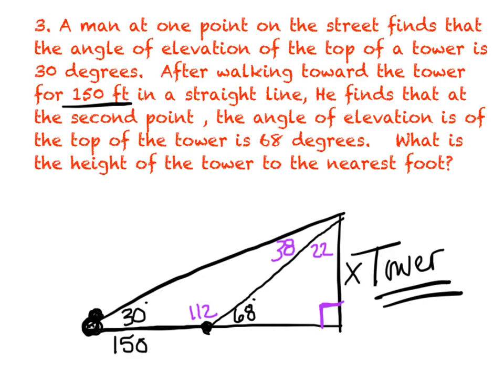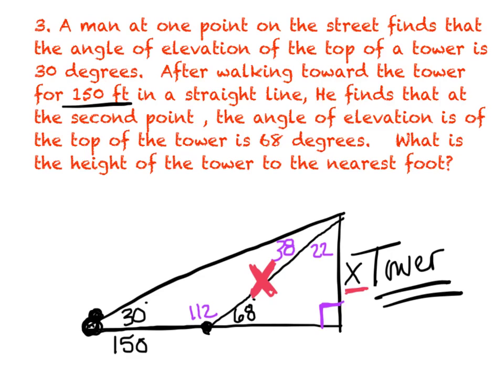Real quickly, just to be clear, these two have to add up to 180, so I took 180 and subtracted 68. Once I knew these two, I added those together, subtracted from 180 to get my 38. These three had to add up to 180, so I added those two, subtracted, and got my 22. Alright, double triangle problem. So even though I want this x over here, I first have to find the side that they share. Find the side they share.